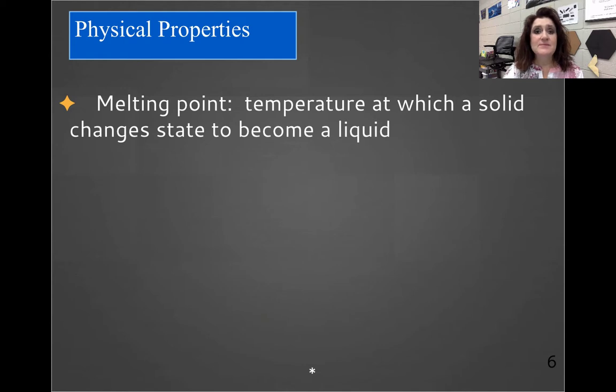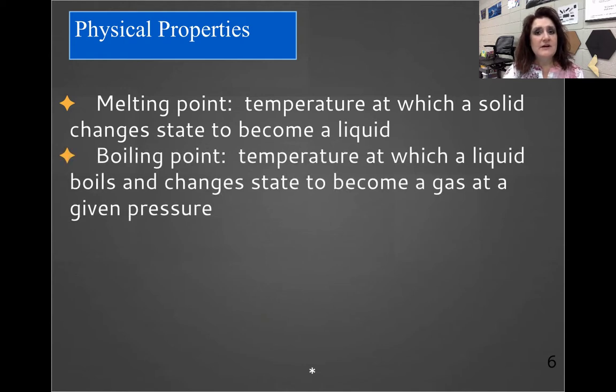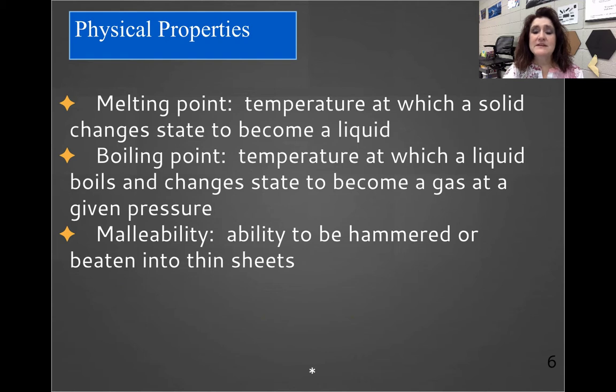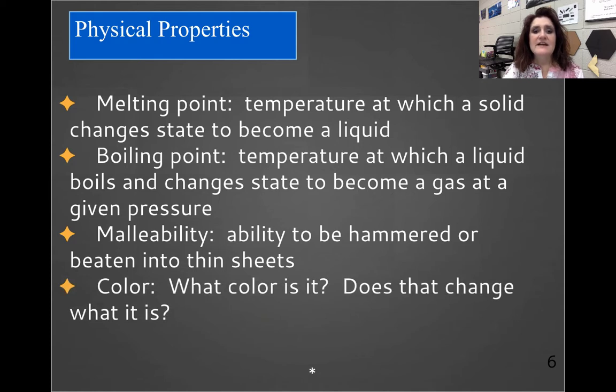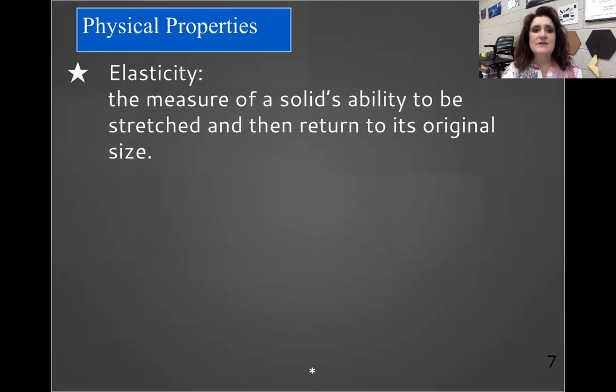Melting point is the temperature at which a solid changes to a liquid. The boiling point is the temperature at which a liquid boils and changes state to become a gas. Malleability is the ability to be hammered or beaten into thin sheets. Color is what color is it, and does that change what it is? Elasticity is the measure of a solid's ability to be stretched and then return to its original size.